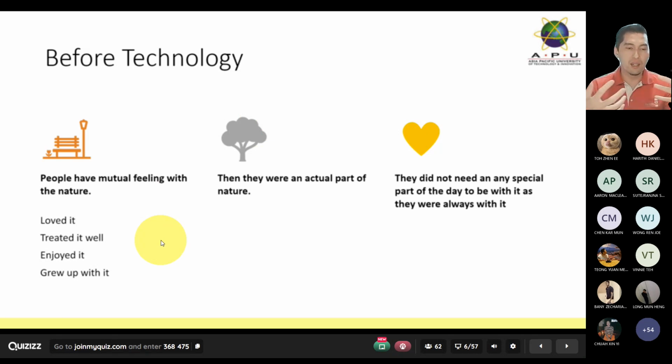The main idea here is to highlight that the relationship between people and nature has definitely changed a lot, right? They loved it, they treated it well, they enjoyed it, they grew up with it, and so on. They were an actual part of nature per se. They did not need any special part of the day to be with it, as they were always with it, right? The simplest way of looking at this is how much time you spent outside as a kid, for example, when you were growing up. Throughout your childhood days, how much of your time was really spent outside in the environment, right?